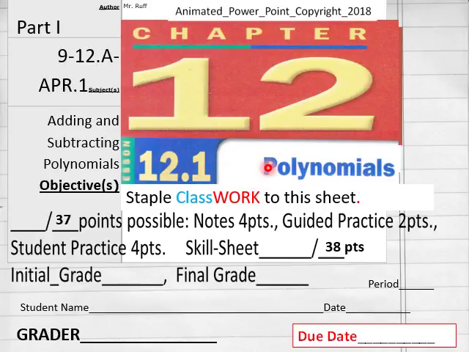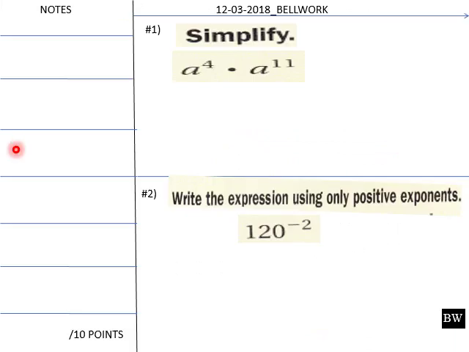We're going to do 12.1 right now for polynomials, part 1 of this. There's a two-part lesson here, but the preview is only going to cover the first part. Here is your standard, 912A APR.1, adding and subtracting polynomials.